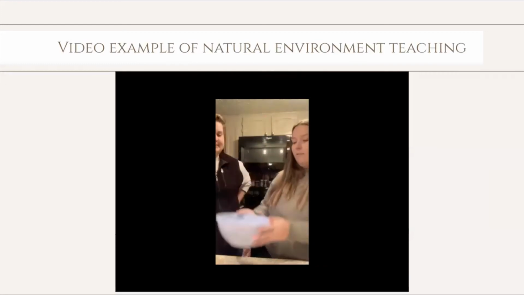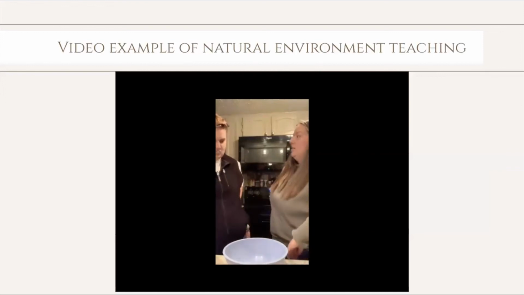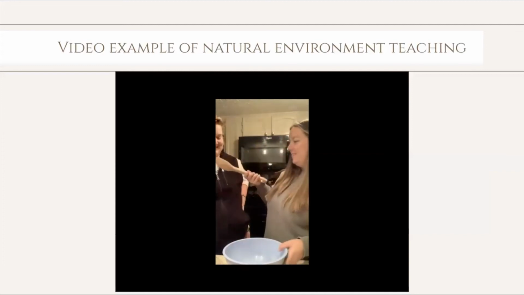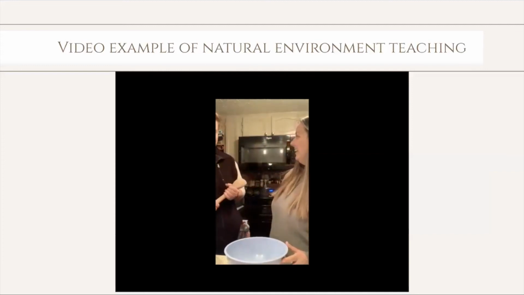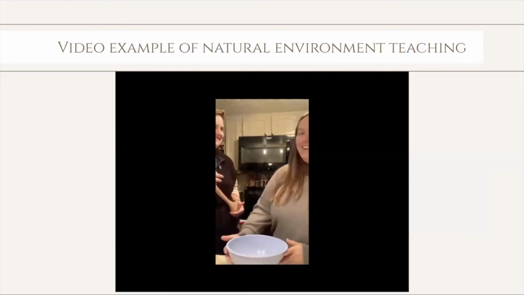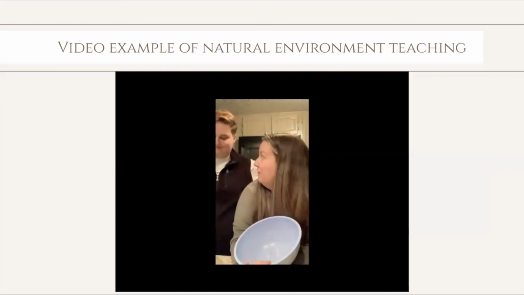Perfect. Okay. Already have our bowl. What do we need to mix it? A spoon. Spoon. I need spoon. That's awesome. Here's your spoon. Are you ready to bake a cake? Yeah. Let's do it. You bake a cake. You got it. So that is an example of what natural environment teaching can look like.